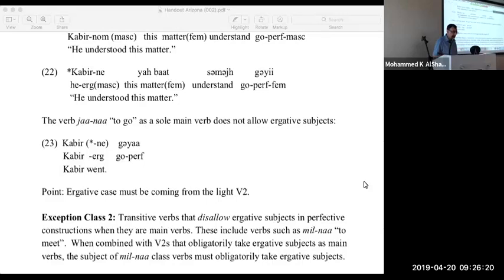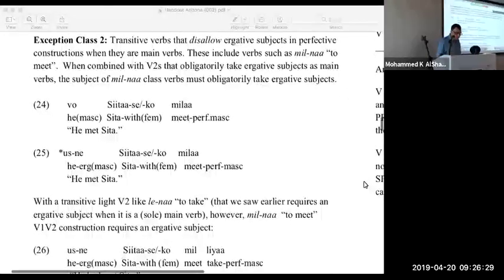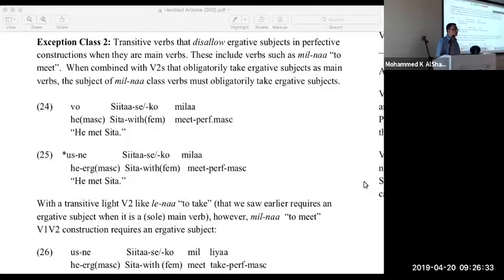Right. Okay, so the big point here: ergative case must be coming from the light verb. The exception, class 2 here in 24, is the verb milna. This is a verb which is exceptional in that it disallows ergative subjects. So put it in the perfective, stick it in a transitive sentence, and it will not tolerate an ergative subject, as shown in 25. So you get nominative, as you see in 24.